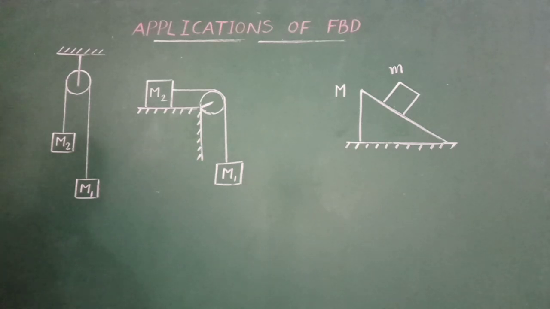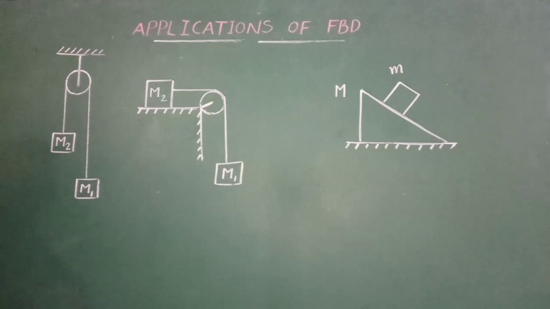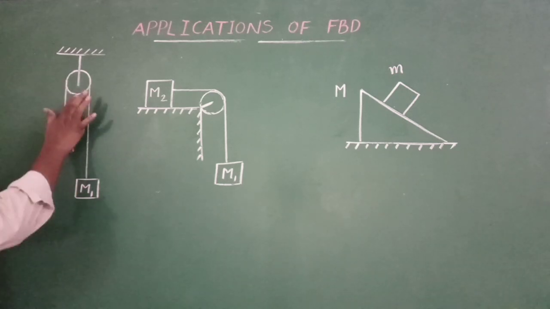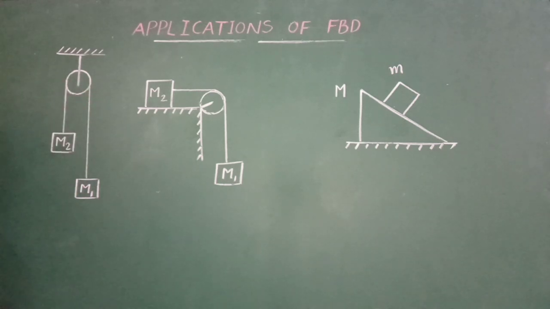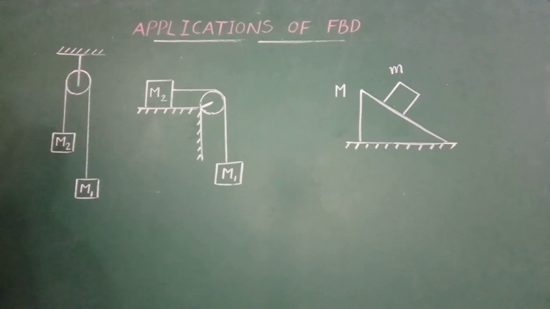In this case, two blocks M1 and M2 are connected by a string passed over a pulley. Here we are considering the mass of the pulley and the mass of the string as negligible. The pulley is weightless, and the string is also taken as light in weight. No need to consider the mass of these two. In this case, the string passes over the pulley. In the string, tension will develop.